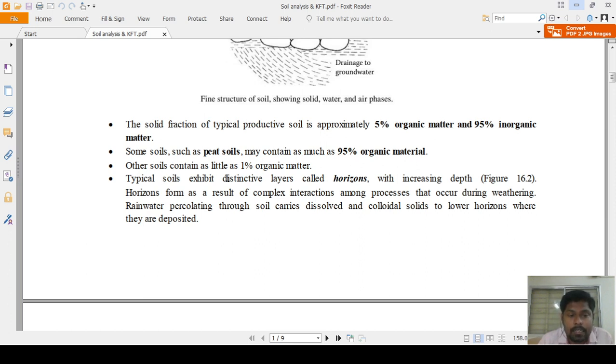Now, a typical soil exhibits distinctive layers, and those are known as horizons. That means soil is made up of some layers, which I have already discussed earlier in the form of a diagram. With increasing depth, horizons form as a result of complex interactions among processes that occur during weathering. That means the formation of those horizons or layers depends on which type of weathering process takes place, whether physical, chemical or biological.